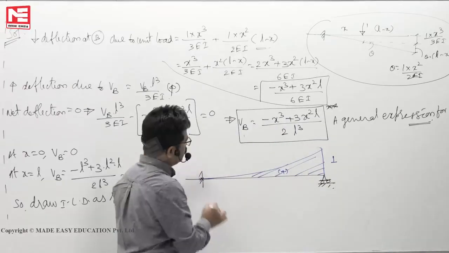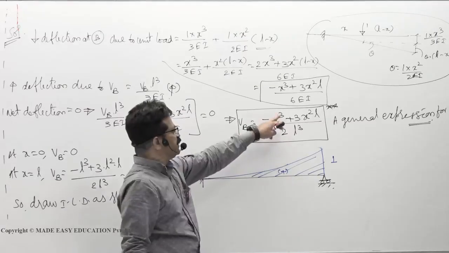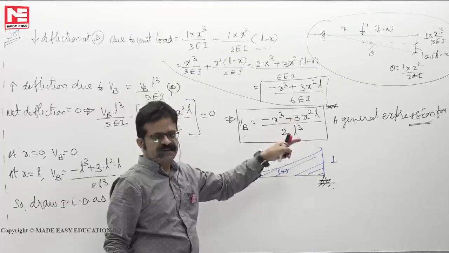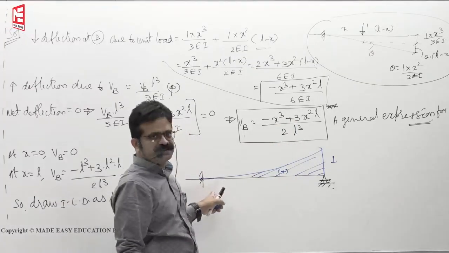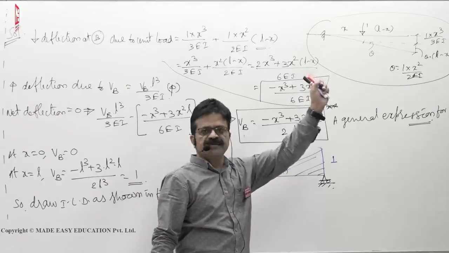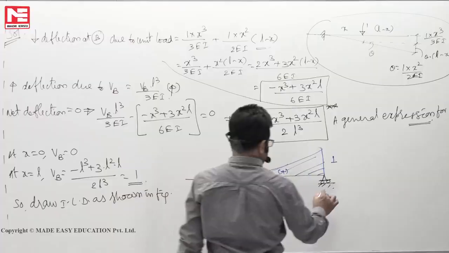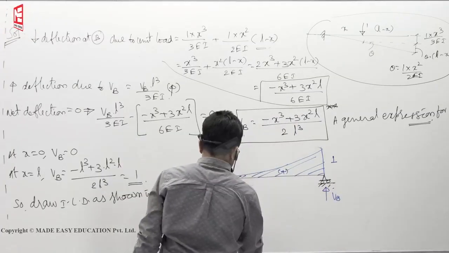How to find that? You differentiate it, dy by dx. Then here 3x square, this is 6xL by 2L cube. At x is equal to 0, dy by dx is also 0. That means the slope has to be 0. So with 0 slope, draw a third degree curve. So this is VB, let us say, the ILD for VB.